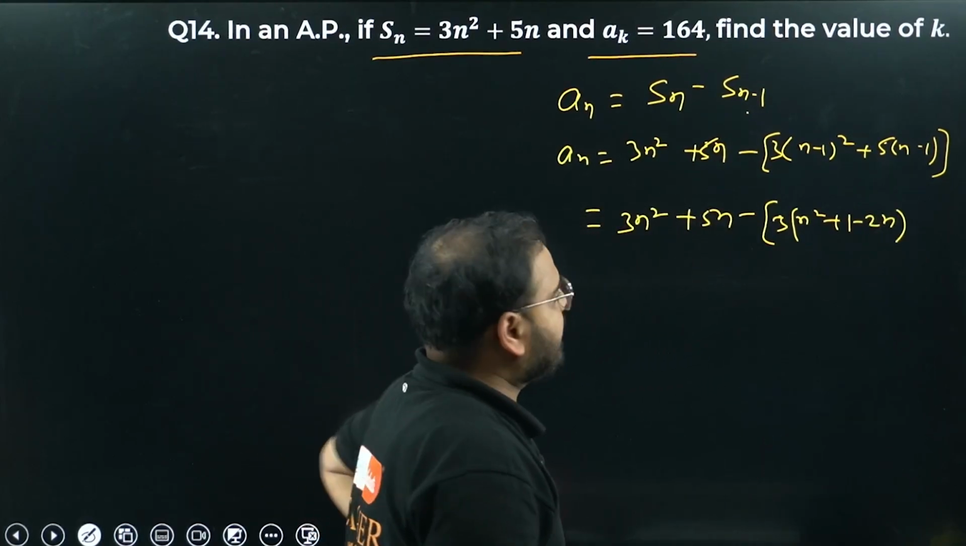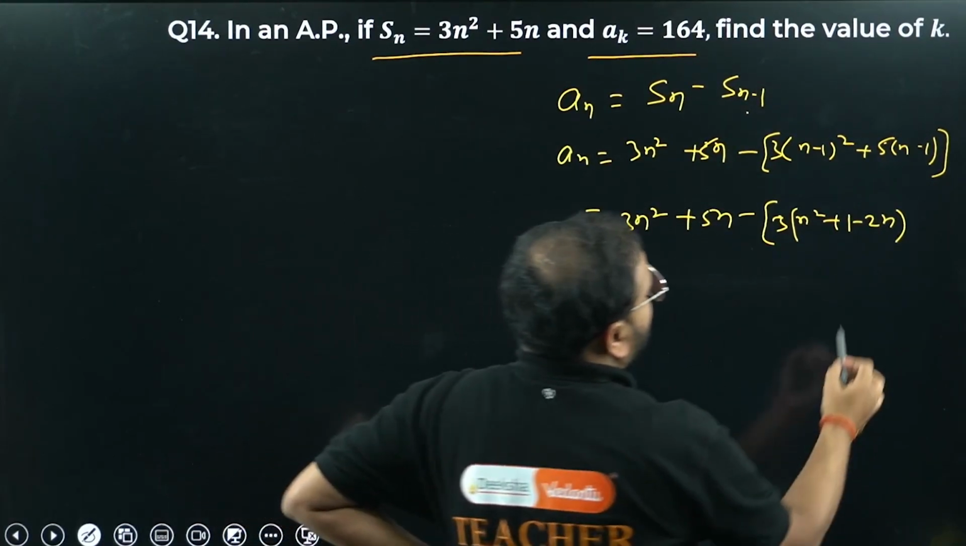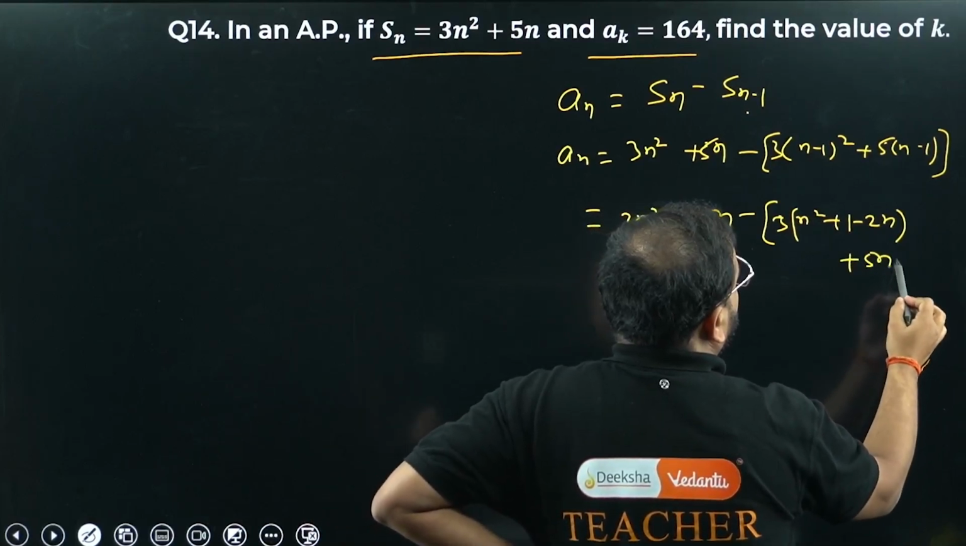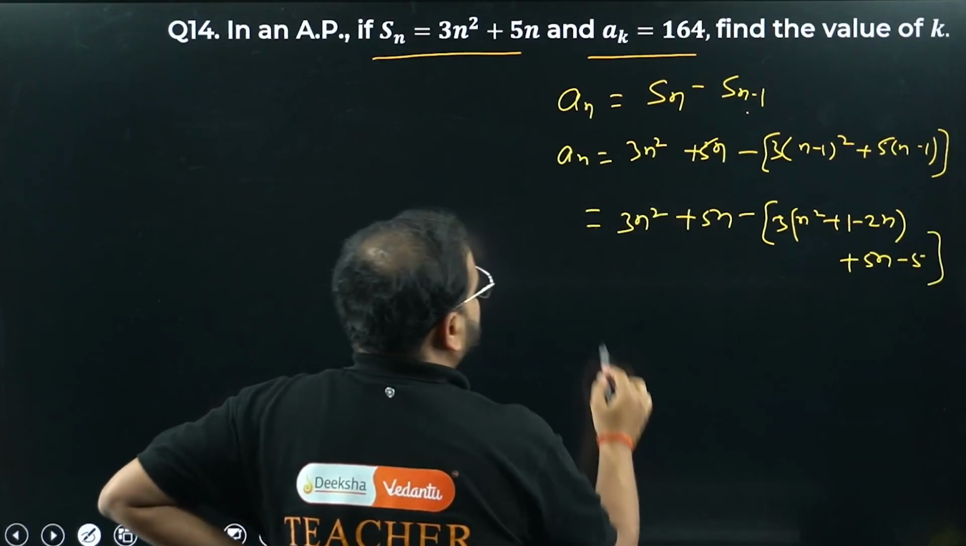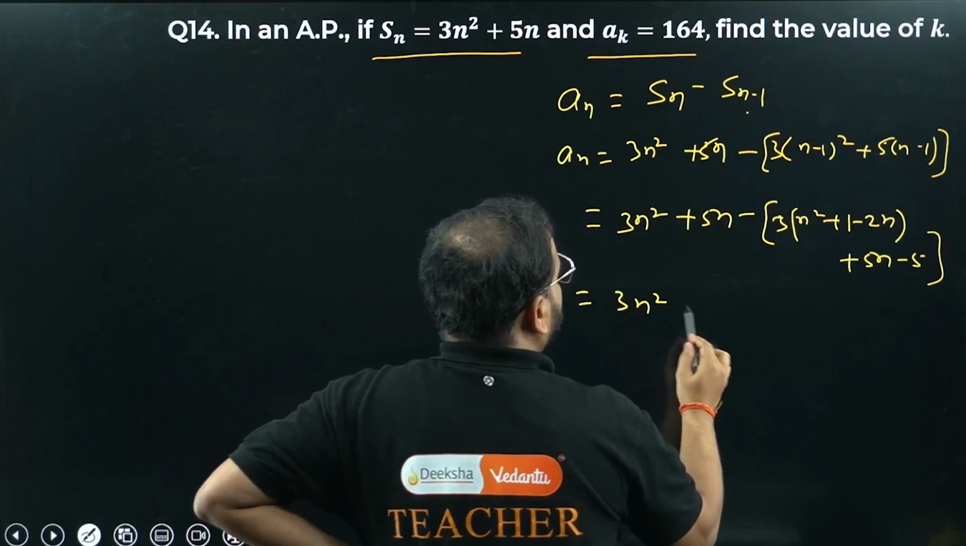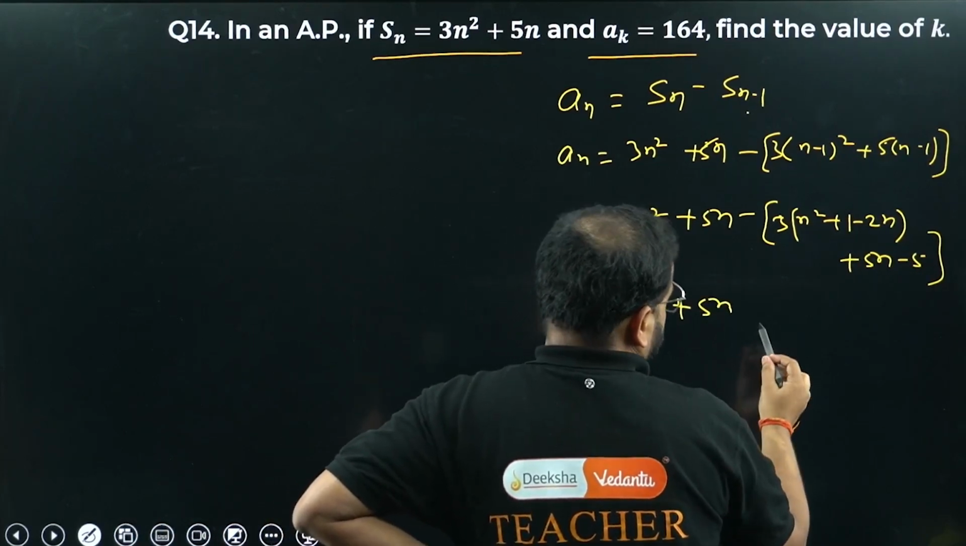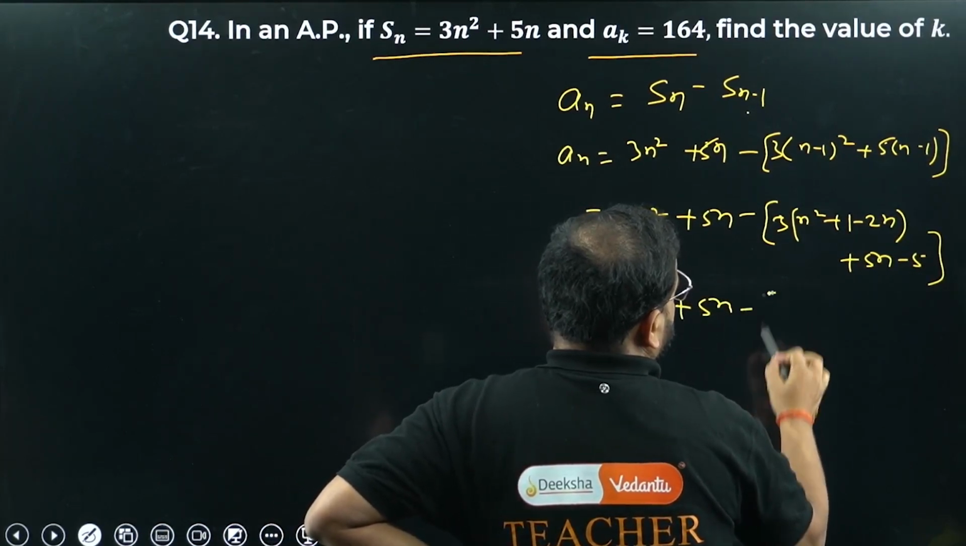N minus 1 also is what? N square plus 1 minus 2n. What's the last term? 5n minus 5. 5n minus 5. How much is that, bacha? Tell me here. 3n square plus 5n. How much is that? Please check.